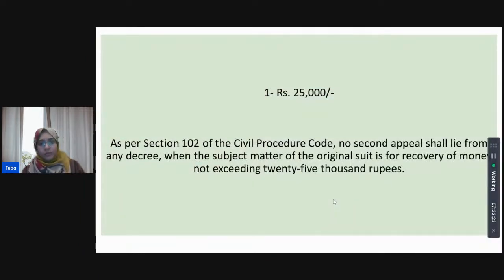Section 102 provides for it. So, where the recovery is for no more than 25,000, no second appeal shall lie.